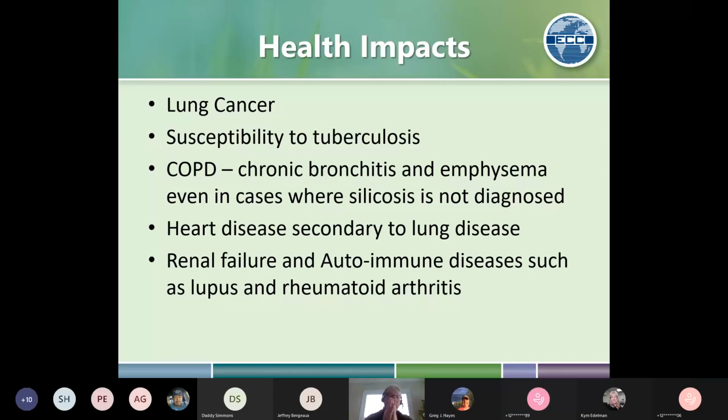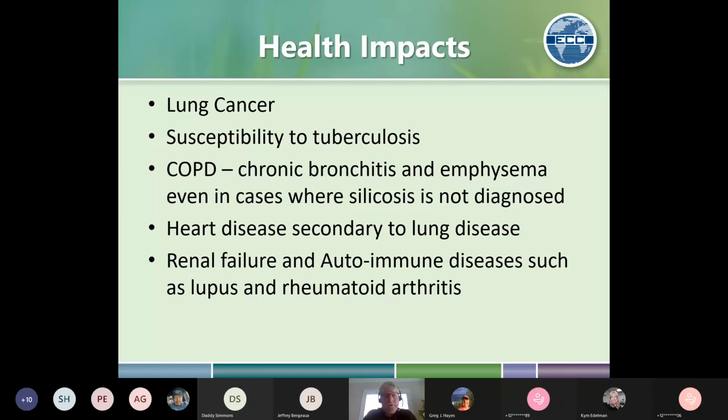The other thing that it will result in is chronic obstructive pulmonary disease. So you have like chronic bronchitis, emphysema, even in cases where silicosis is not diagnosed. So again, exposure to silica, even though maybe it's not an overt silicosis situation, can tend to make people susceptible to COPD. And if you know anyone with COPD, you know how serious of a disease it is, how debilitating it will be, and eventually incurable. There's treatments, but it's really incurable, and eventually causes death in a lot of patients.